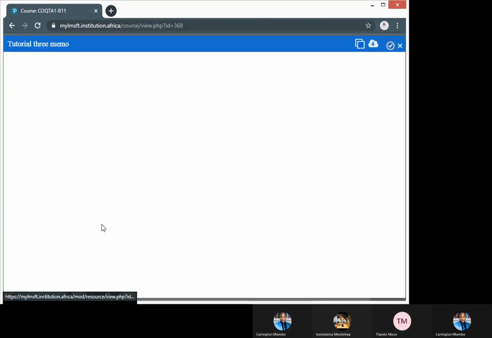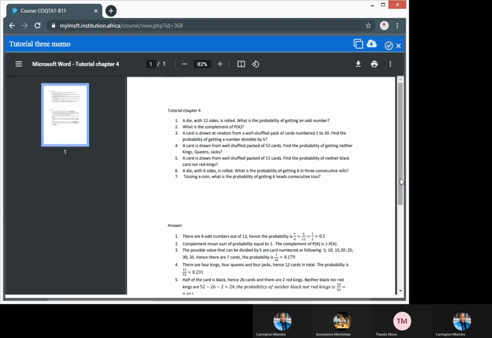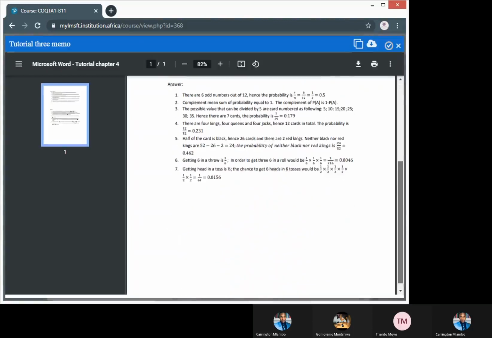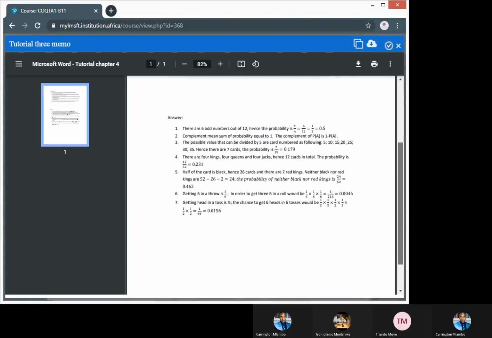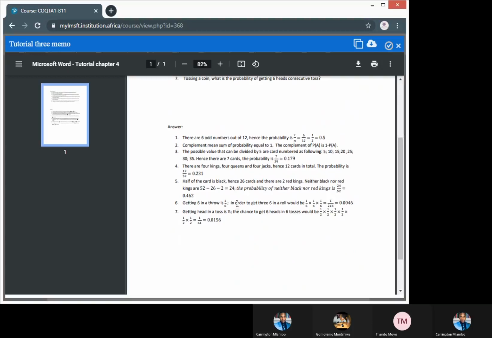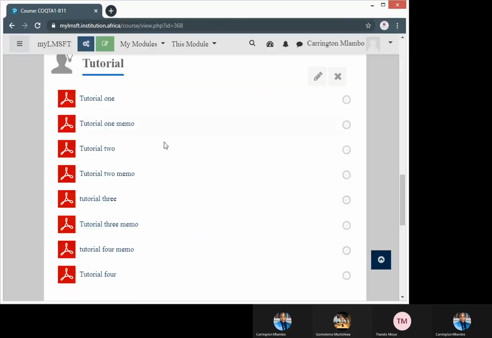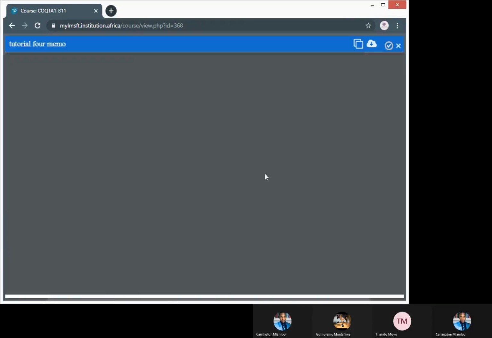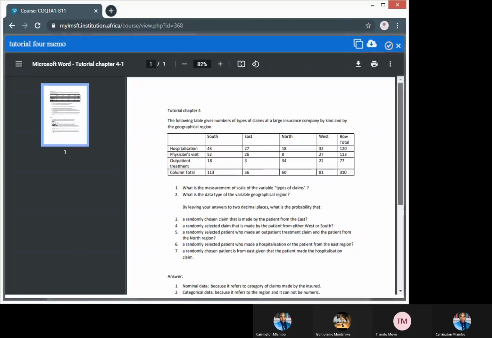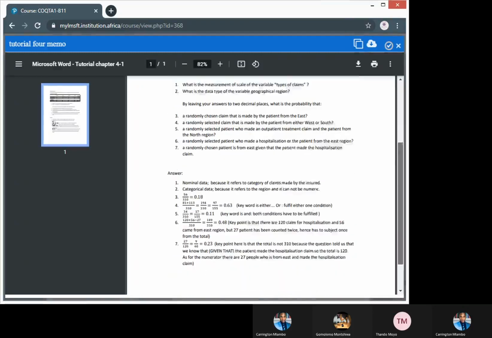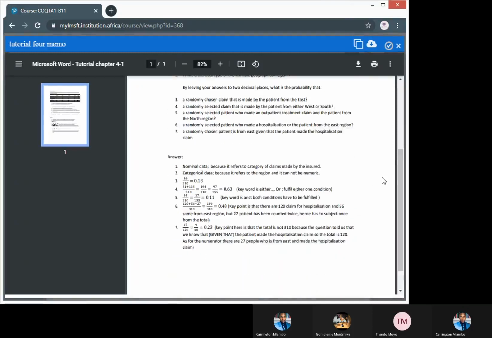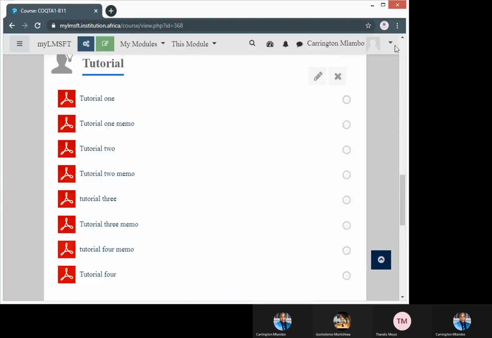Then you go also to tutorial 3, right? Which is probability. Go through these probabilities. You see, throwing a dice in order to get 3, 6 in a row. All the answers are there, the basic probabilities. Go through this in tutorial 4, right? Cross tabulation table, the one that we're doing. All this, please go through these tutorials.